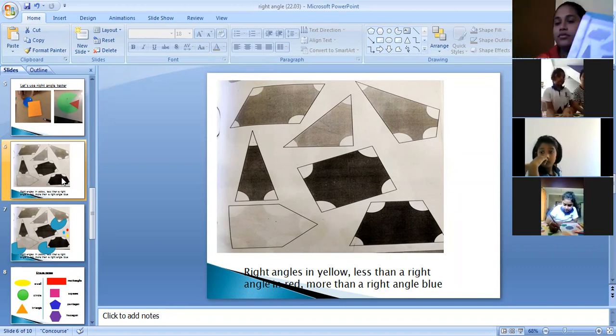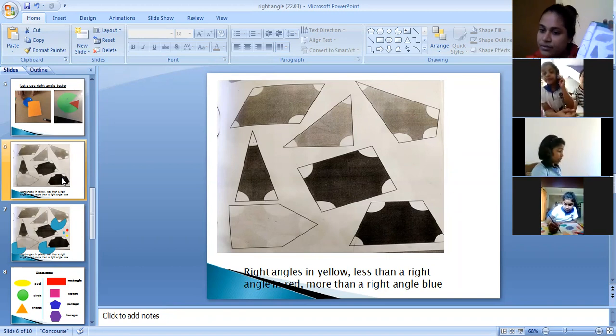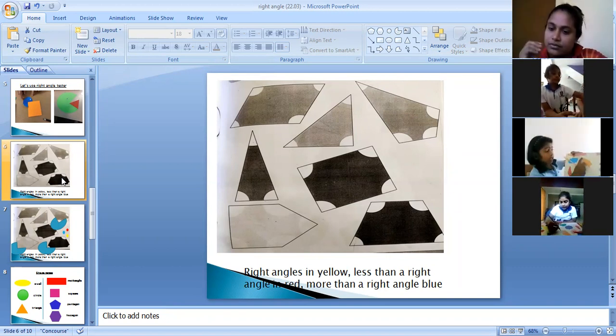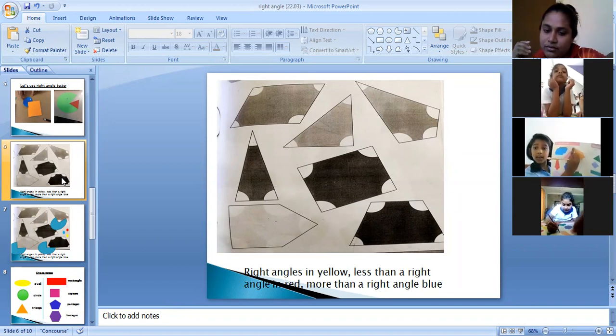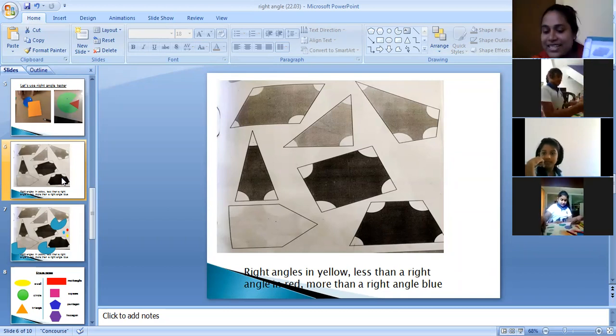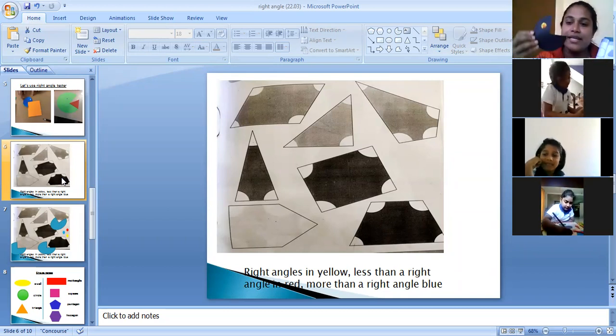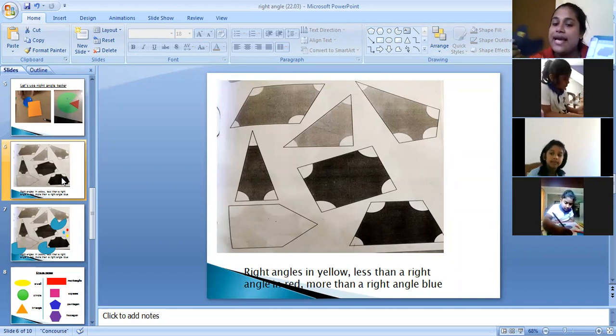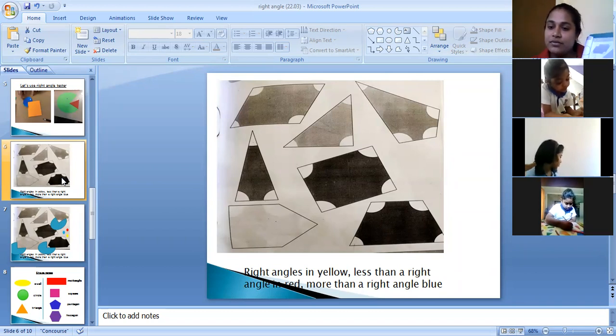Sorry. Did you get it? Sorry, it is in red. If it is less than 90, you should color it in red. If it is exactly 90, if it matches with our right angle tester, you should color it in yellow. If it is more than this, you should color it in blue. Will you be able to check all the shapes and color them alone?